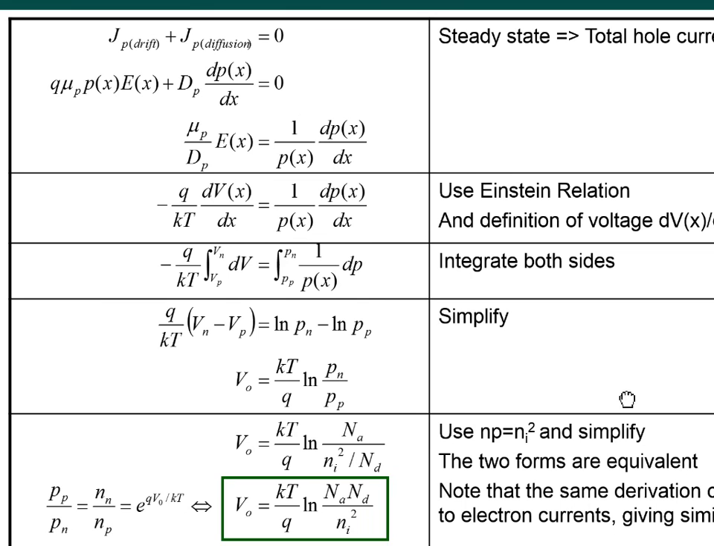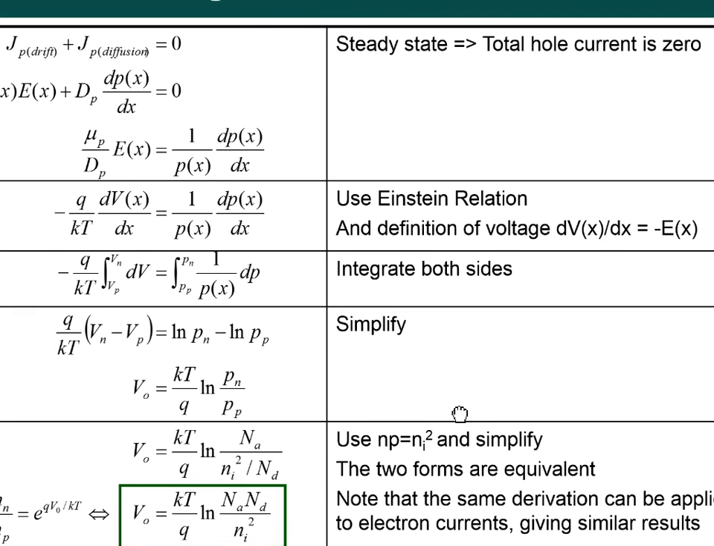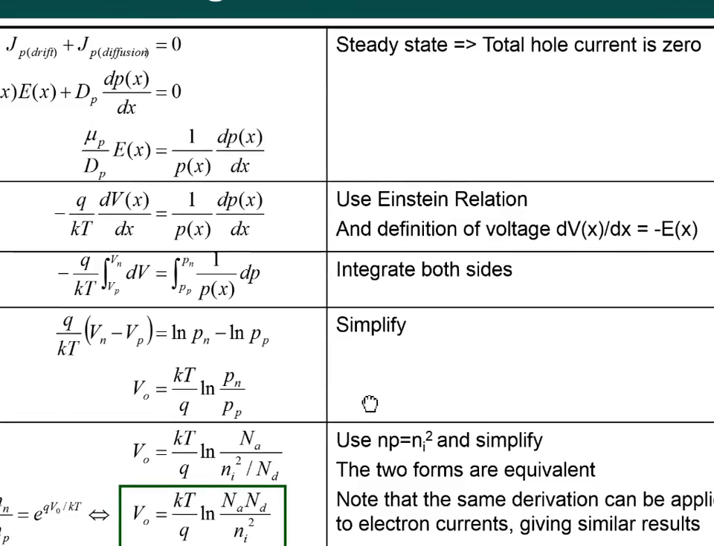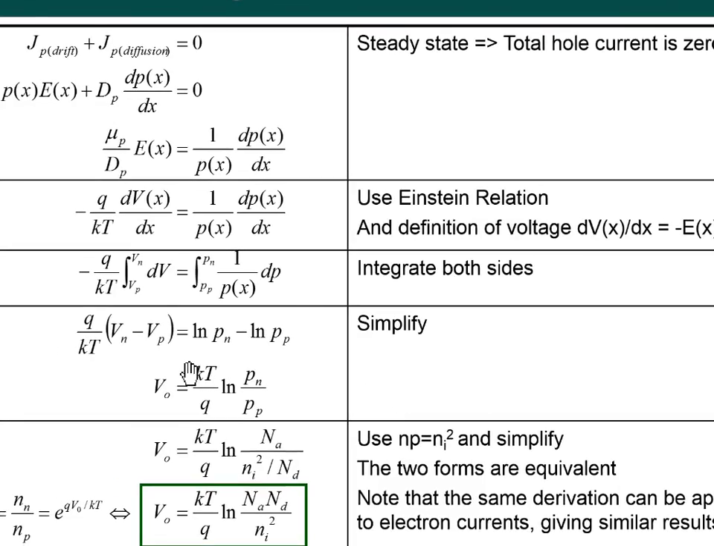The next thing you do is you use the Einstein relationship. Does anyone remember what the Einstein relationship is? How do you remember it? D over mu equals KT over Q. So using the Einstein relation, this D over mu over here becomes KT over Q.